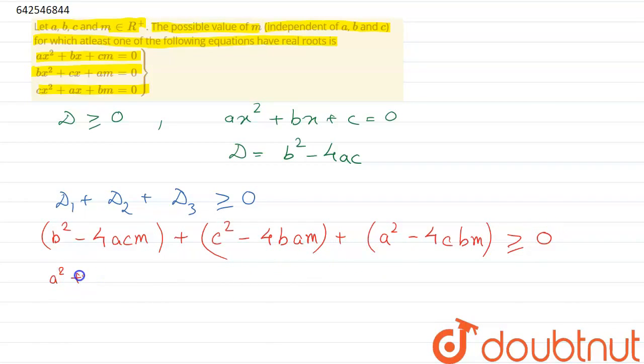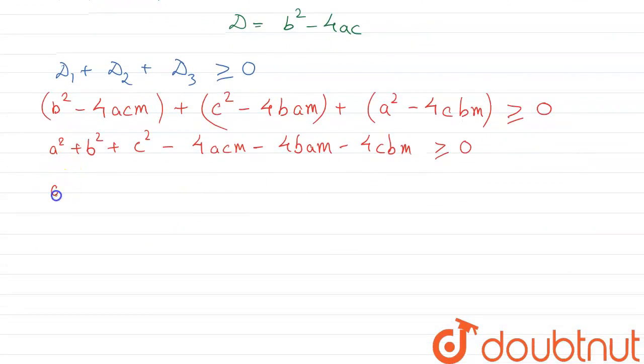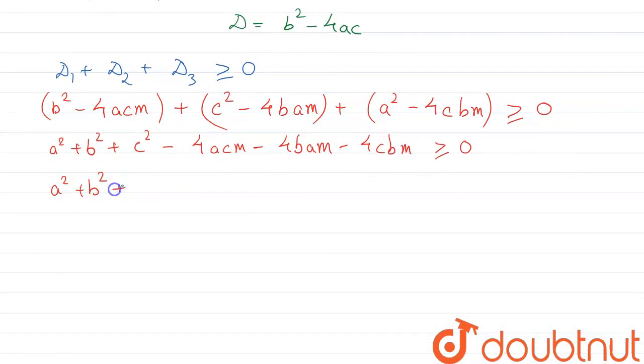We can write a square plus b square plus c square minus 4acm minus 4bam minus 4cbm. Fine, greater than or equal to 0. Now taking this to the other side and taking 4m common, we have, let's write, a square plus b square plus c square is greater than or equal to, let's take 4m common here, ac plus ab plus bc. Fine.